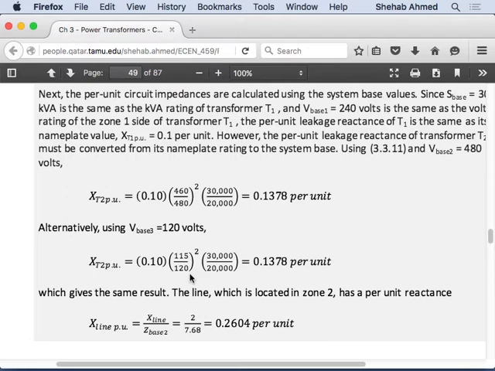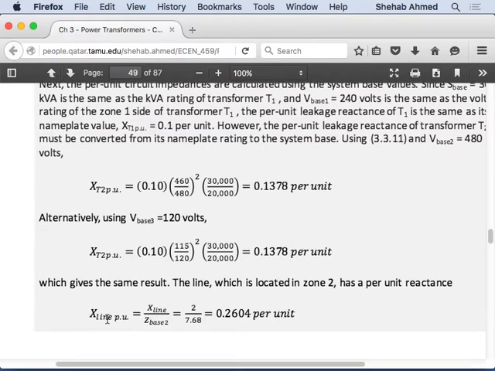Because you chose the ratio of the base values to equal the ratio of the transformer terminal voltages, this doesn't change. The impedance will not change, because of that choice. Okay? And then the transmission line impedance was given an actual value.